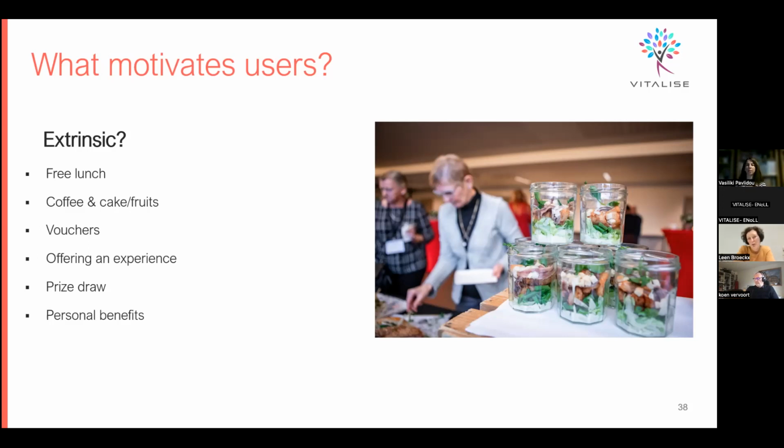But we also offer once in a while an experience. It can be a company visit with a company where we had an assignment, or visiting a care organization that has a new building, some things like that.